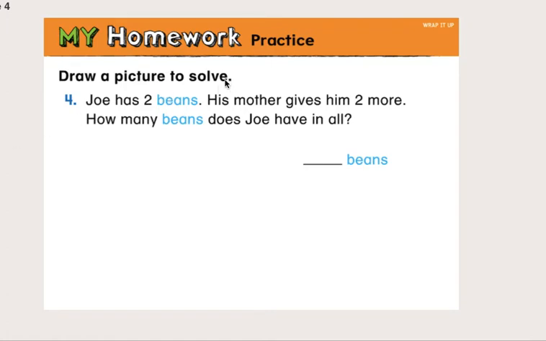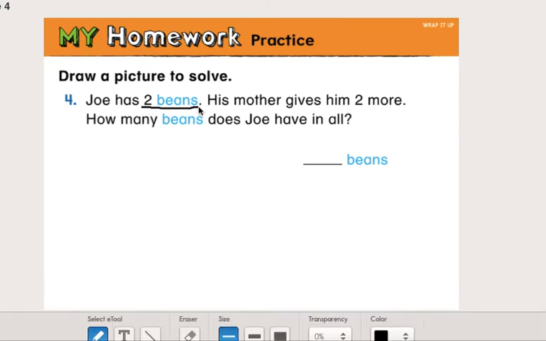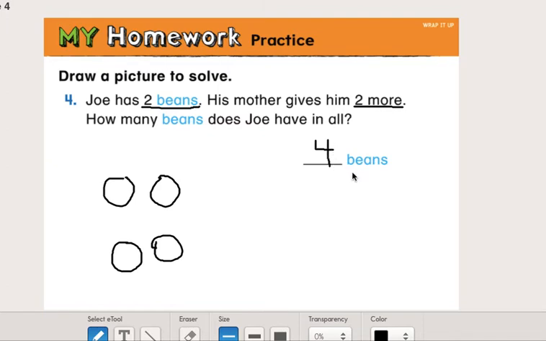Draw a picture to solve. Joe has 2 beans. His mother gives him 2 more. How many beans does Joe have in all? I'm going to draw 2 beans. 1, 2. His mother gives him 2 more. 1, 2. How many beans does Joe have in all? 1, 2, 3, 4. I will write the number 4 on this line next to the word beans.